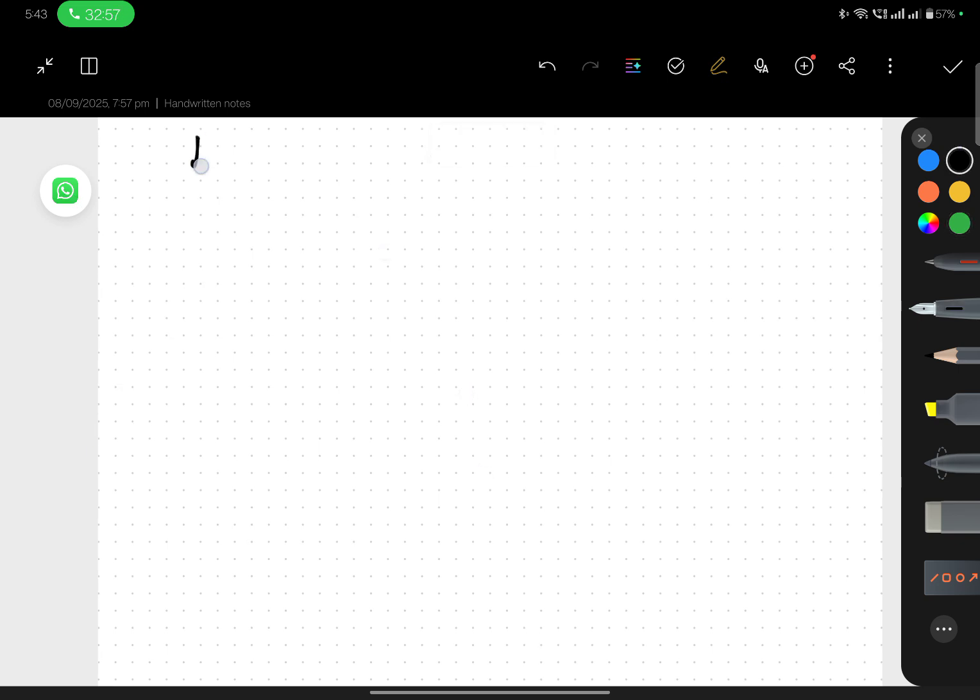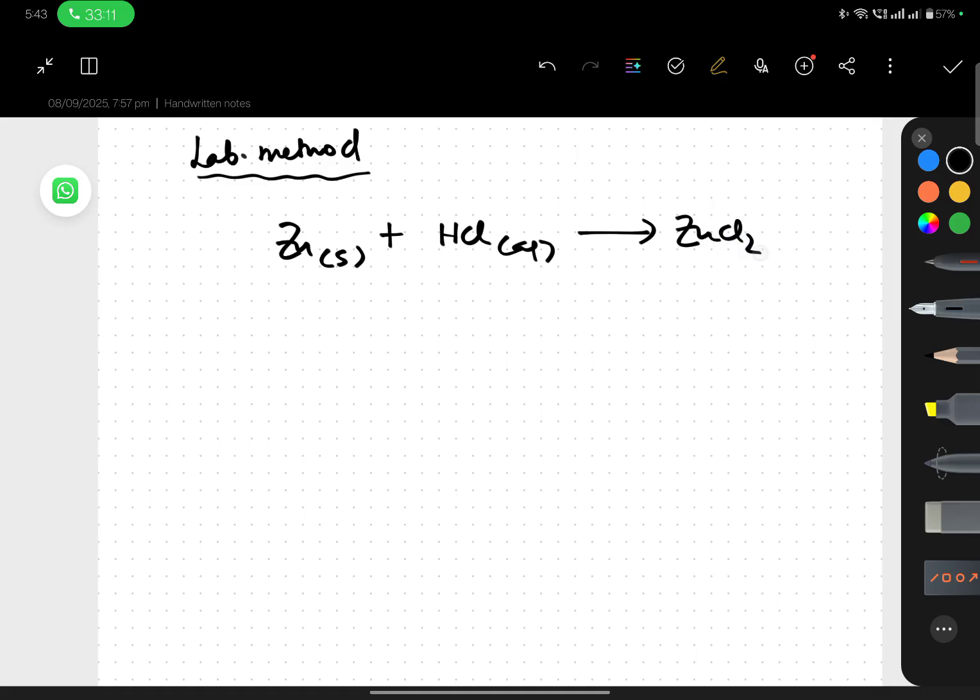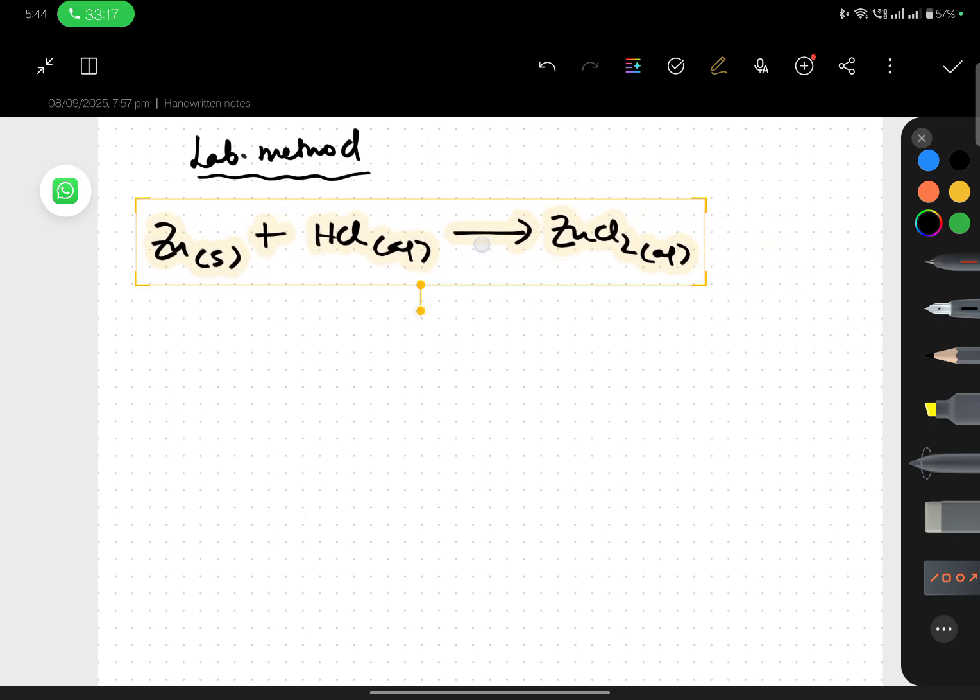Right. Now next method again laboratory method. So very simple. Zinc solid plus HCl aqueous solution gives you ZnCl2 aqueous solution plus H2 gas. Now balance the equation.